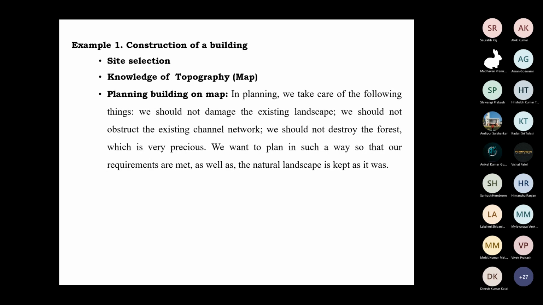And what will happen if you don't do this planning? If you're making the building and you're not considering this planning, building on a map, then what will happen? Can you forecast it? Sir, it is against sustainable development. Yes, that is there. But before that, what will happen to the home?